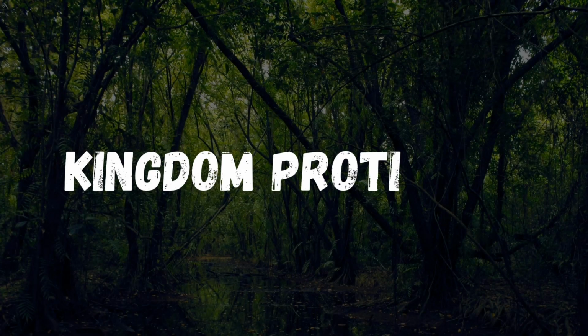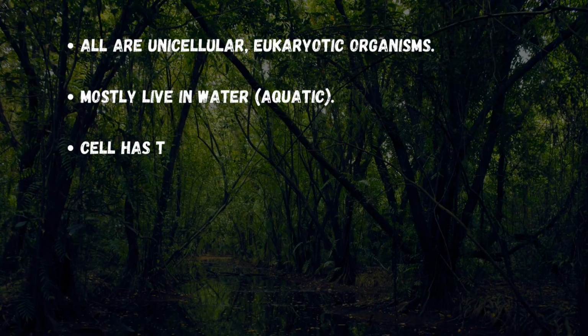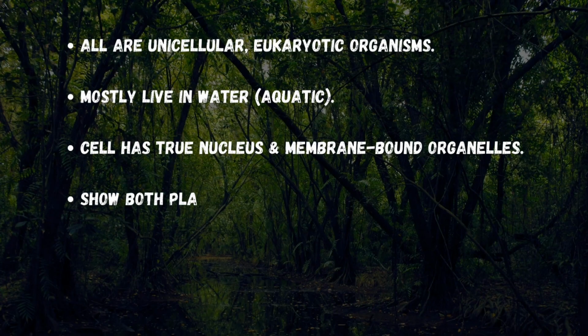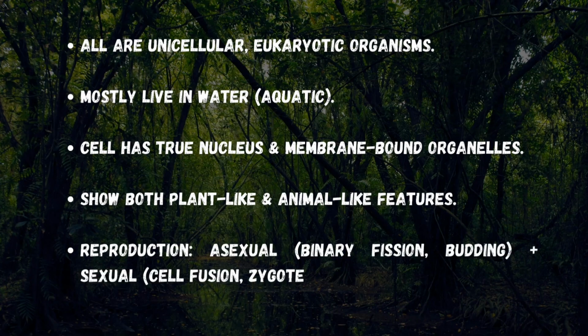Kingdom Protista. All are unicellular. Eukaryotic organisms. They live mostly in water. The cell has a true nucleus and membrane-bound organelles. Shows both plant-like and animal-like features. Reproduction is asexual and sexual.